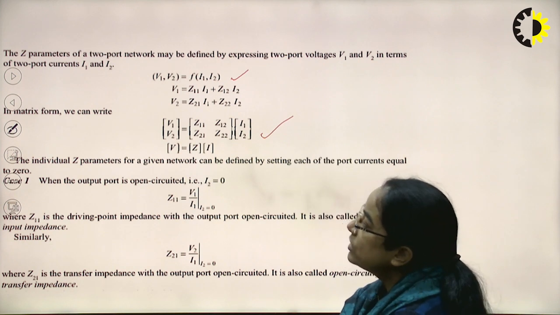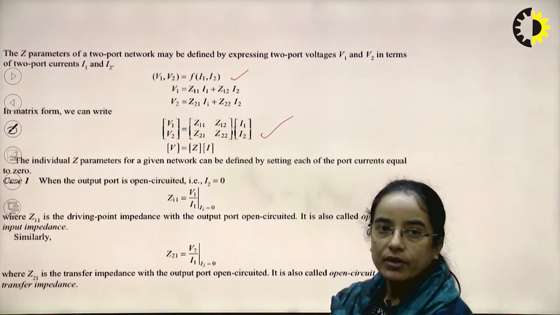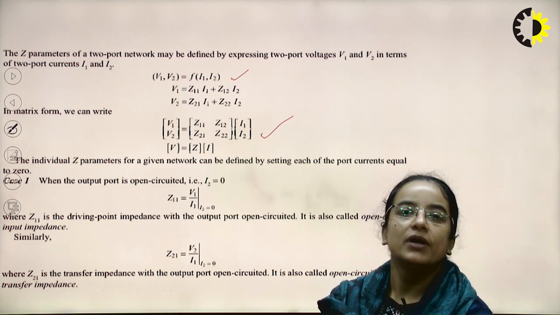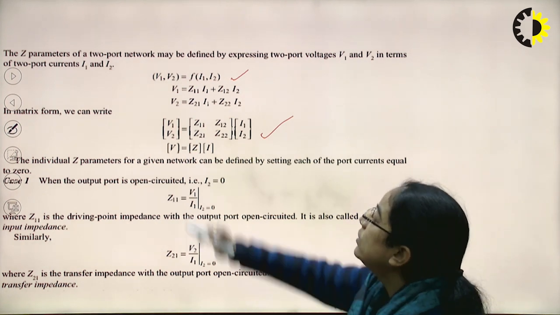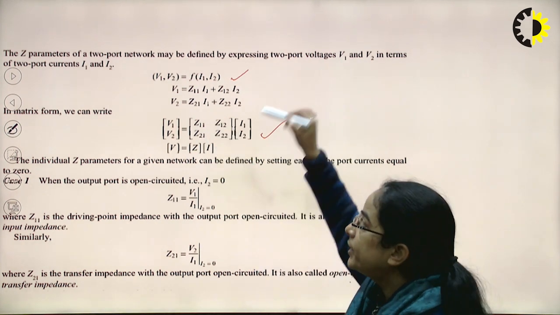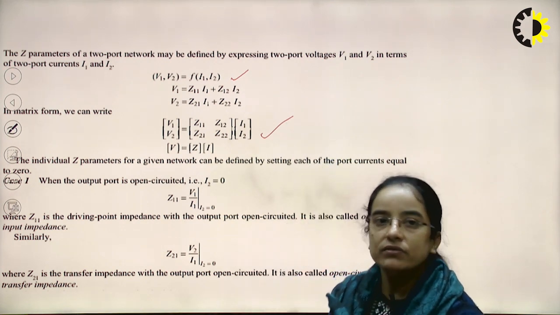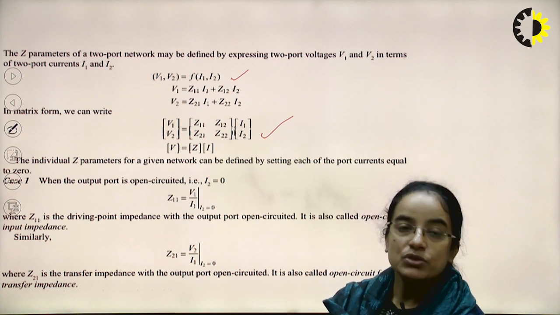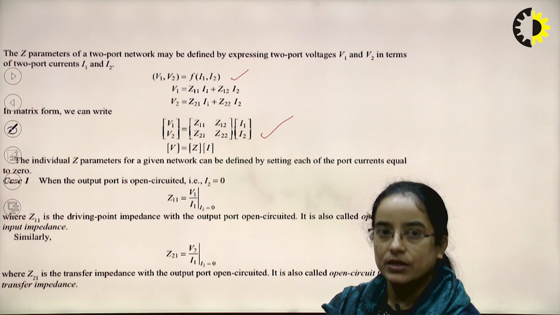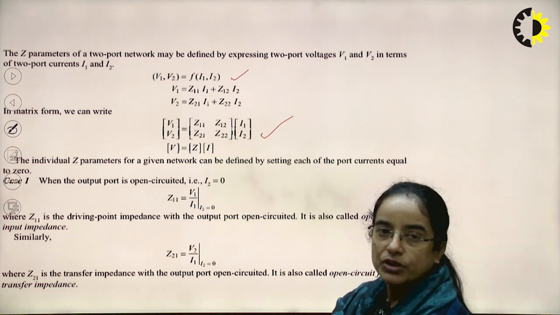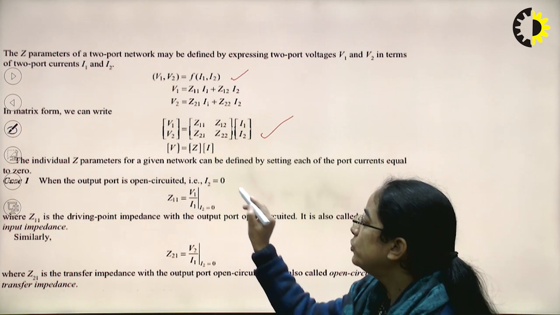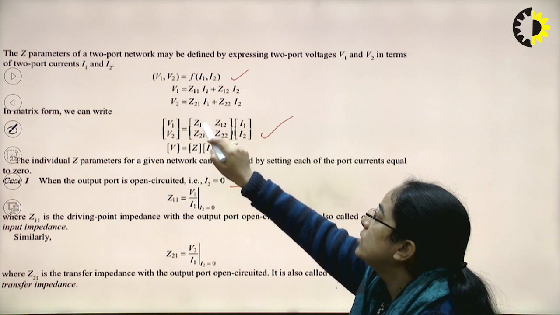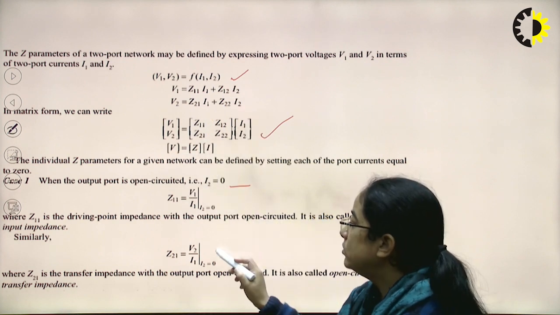Okay, the individual Z parameters of a given network can be defined by setting each port current equal to 0. Suppose we need to calculate Z11, then if we take I2 as 0, we will have Z11 as V1 by I1. I2 is 0 means the output port is open circuited. So when we open circuit the output port, I2 will be 0, then we derive Z11 as V1 by I1. Similarly, when I2 is 0, we can derive Z21 as V2 by I1.